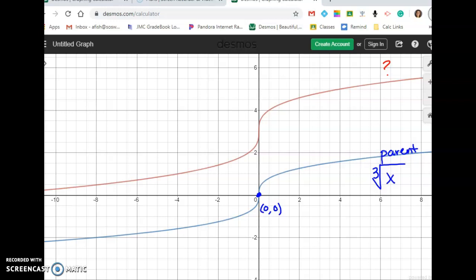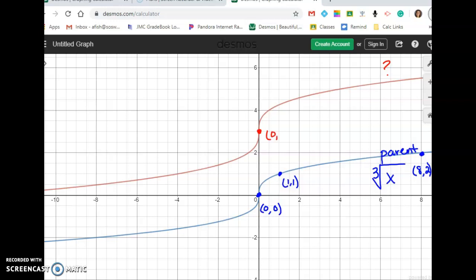So I've got a point here at 0, 0. My tick marks are going by a half, just an FYI there. Second point is at 1, 1. I can see that I also have a point here at 8, 2. Okay, so I'm going to pick up some points here on my red graph.